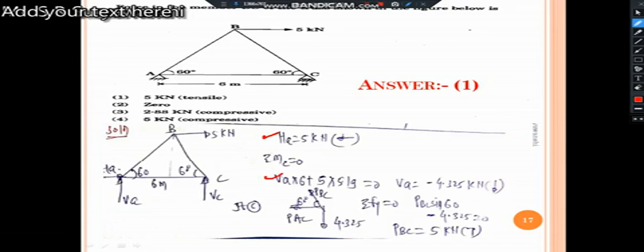Then consider joint C separately and apply summation Fy equal to 0. So this angle is 60 degree. So the member force in BC, it will be 5 kilonewton tensile. Find out the reaction. Then consider joint C separately. Draw the FBD. Apply summation Fy equal to 0. You will get PBC. Option A is the answer.